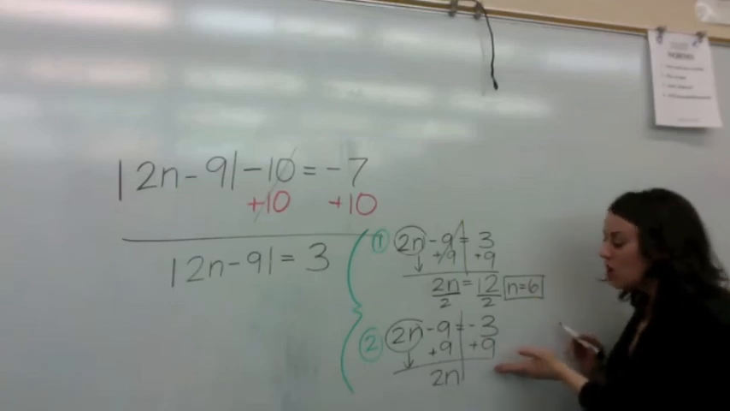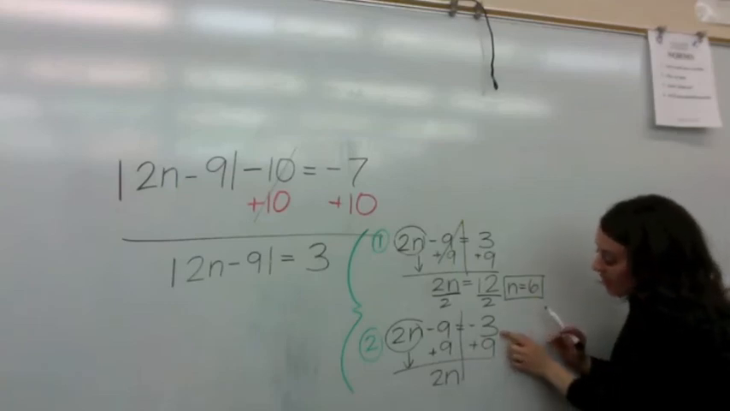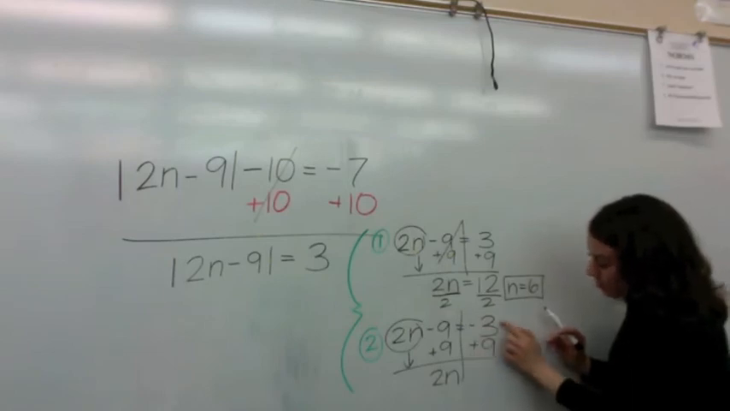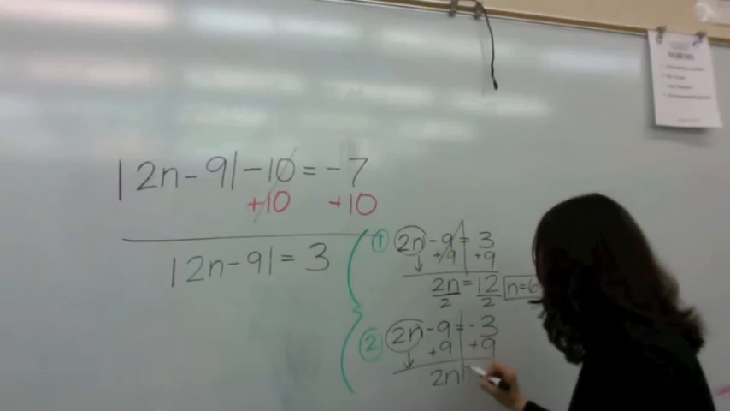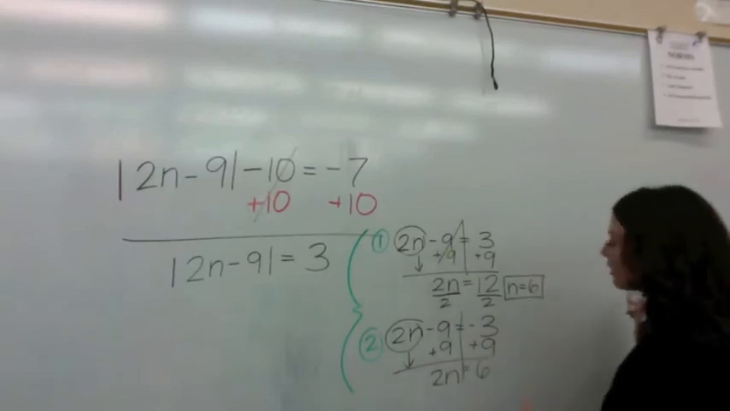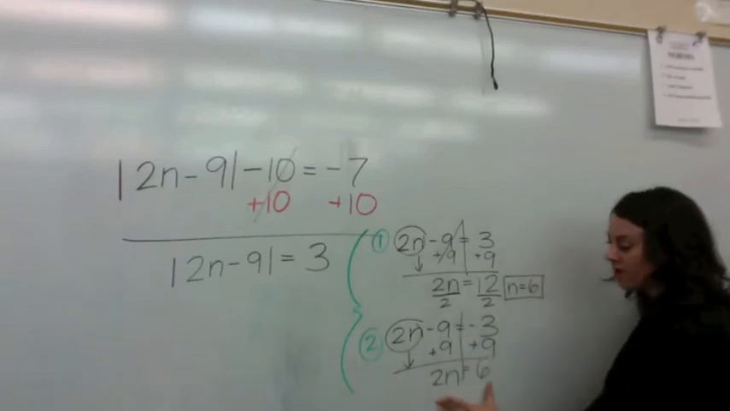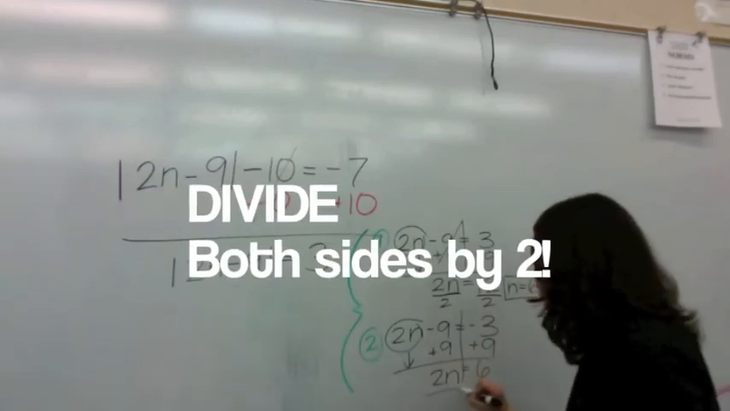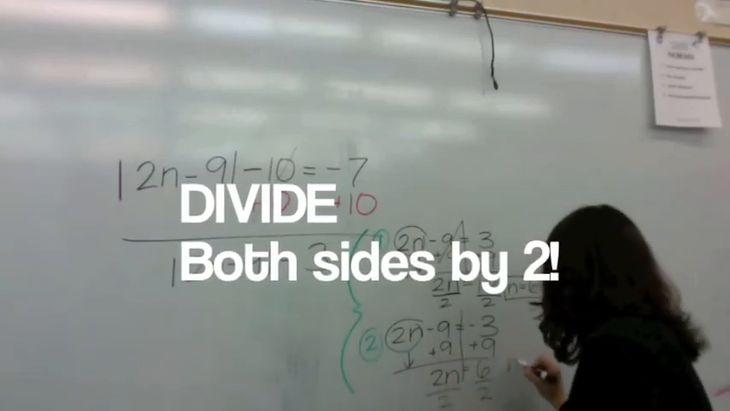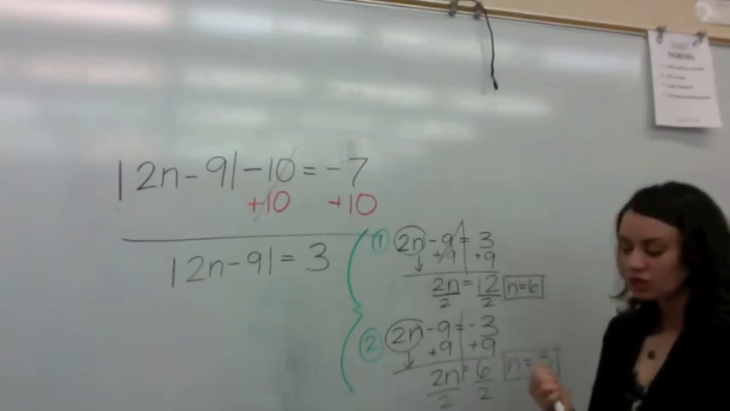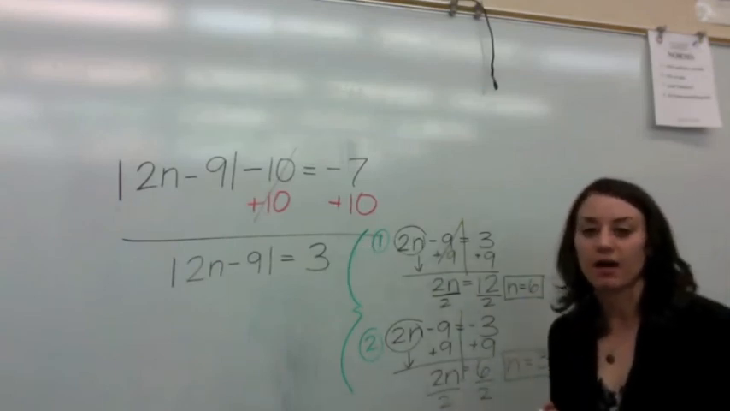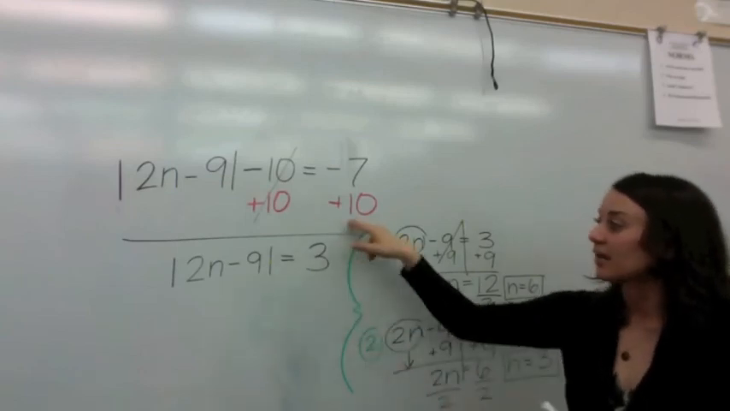And that's positive. So you could look at it as 9 take away 3, 9 minus 3, which you know is going to be positive, right? 9 take away 3 is 6. What do you do next? You have to divide by 2. Okay? And then n will give you 3. All right? So that was how to solve a 3-step absolute value equation by adding to both sides.